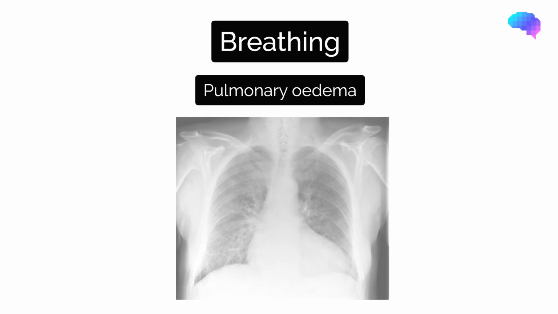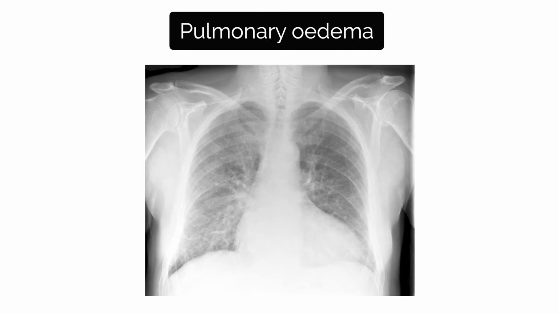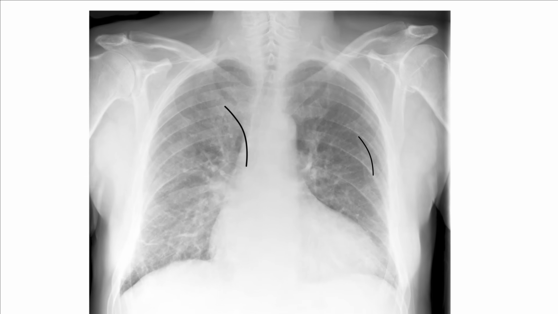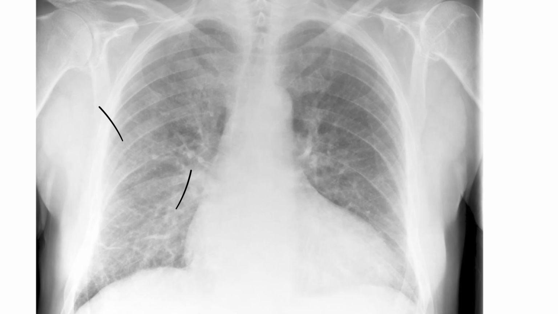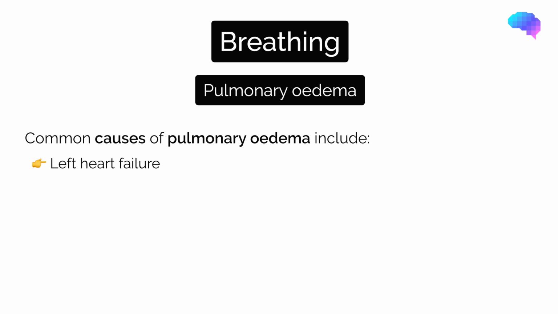Looking more closely at the previously mentioned pathologies, the first film shows pulmonary edema. Whilst all features aren't apparent, there is widespread airspace opacification, resulting in a hazy appearance of the lung fields, with fluid visible in the interlobular fissures. Common causes of pulmonary edema include left heart failure, mitral regurgitation, and fluid overload.